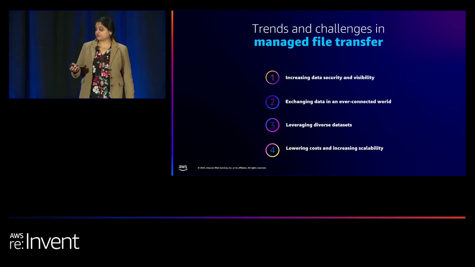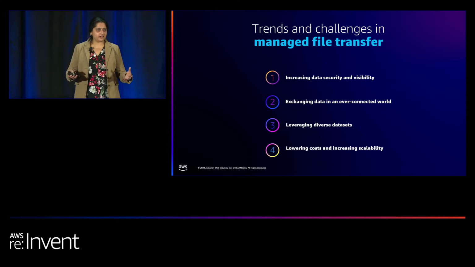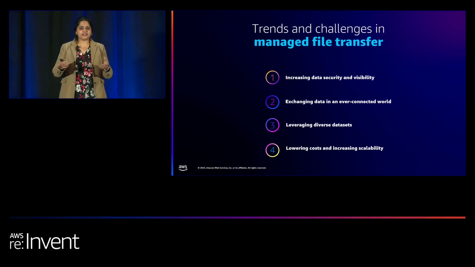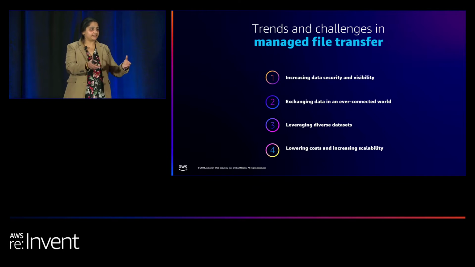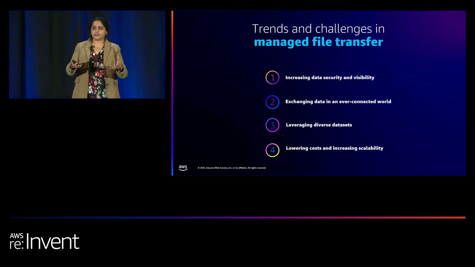And fourthly, and most importantly, how can you do all of this while lowering costs, increasing resiliency, scalability, and lowering the operational overhead of managing your MFT? As many of you may have heard, pets and cattle, right? How do you make that a cattle so that you nurture the pets that are core competency for your business?